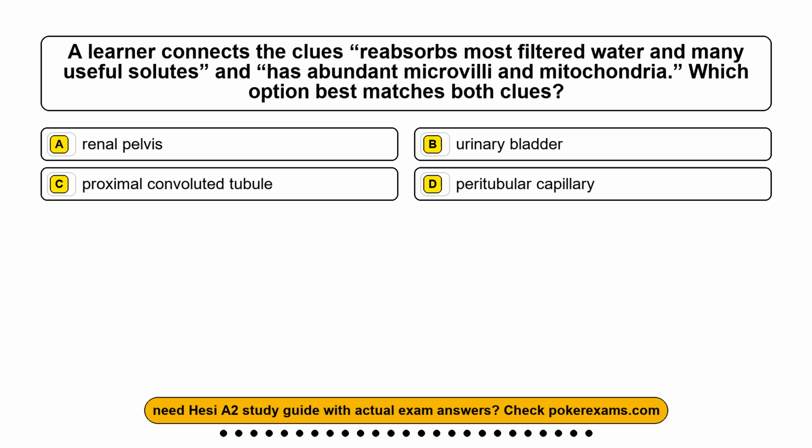Question 8. A learner connects the clues, reabsorbs most filtered water and many useful solutes, and has abundant microvilli and mitochondria. Which option best matches both clues?